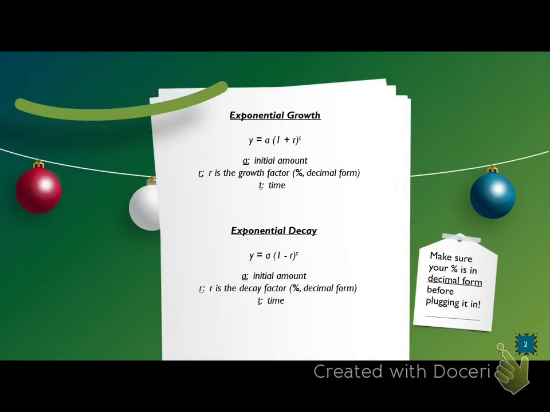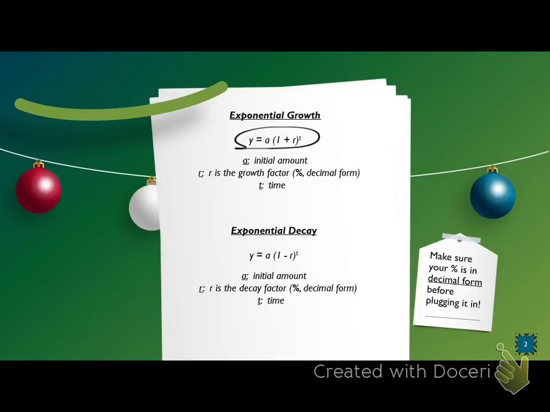The exponential growth formula. I want you to grab a highlighter and highlight the exponential growth formula in your notes. And I want to look at it. I want to break it down. A is the initial amount. Now that could be an initial amount of money, it could be an initial population, initial amount of an item. But whatever the initial amount, that's either growing or decaying, that initial amount is going to go in place of A.